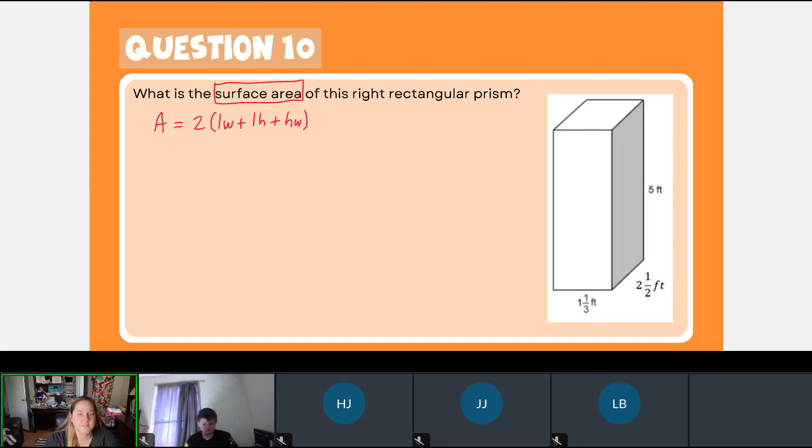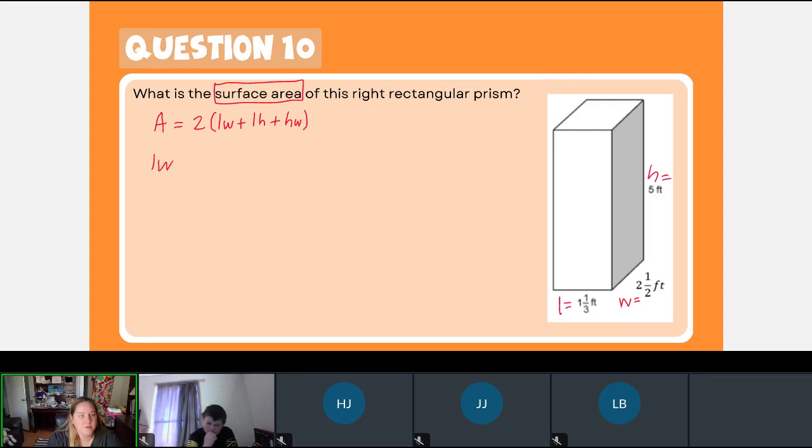All right, so this is our length. Right there. This is our width. And this is our height. So now that we know that, we can start solving. Let's do length times width first.